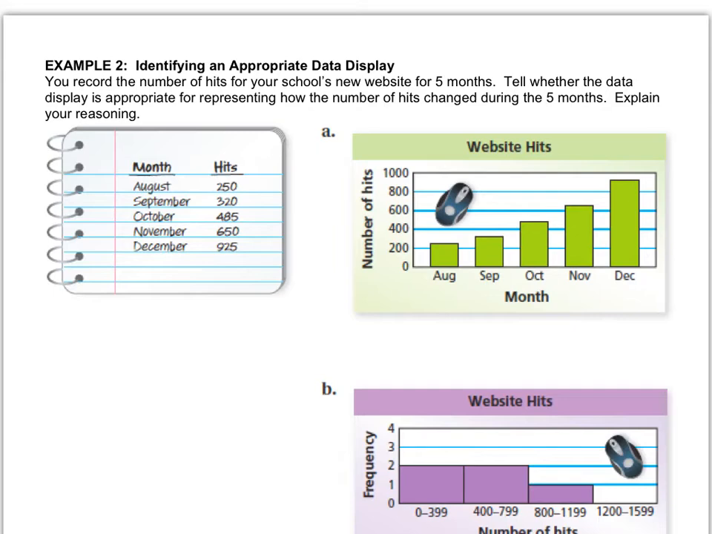So this first one here, this is a bar graph, and it shows the number of hits for each month. I don't think that there's anything really confusing about this. I think it shows everything exactly how it should. So I would say this is an appropriate graph. Okay, I said yes, it shows the number of hits each month.